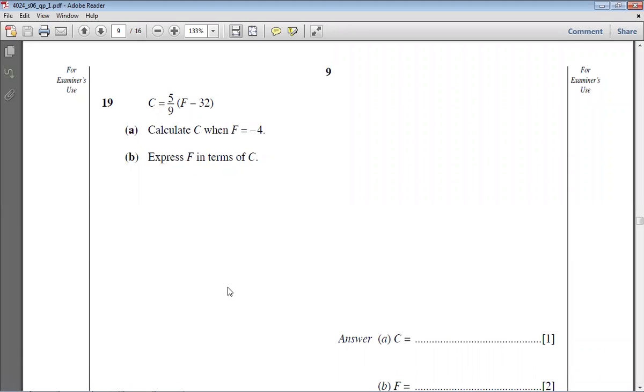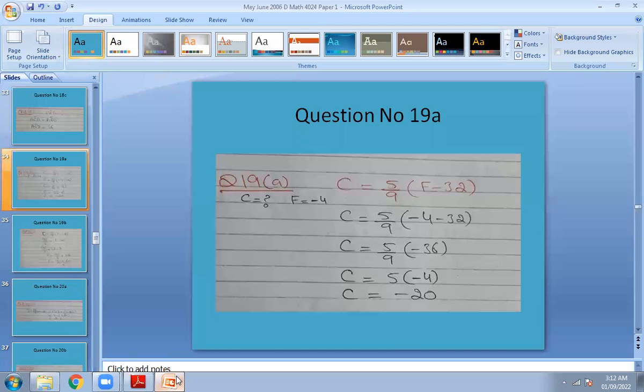Then he says express F in terms of C. So we have to find out the value of the F in terms of C. We have to make F the subject of the formula, because we have to express F in terms of C. So F should be made the subject of the formula. Okay. So let me show you how I have done this.